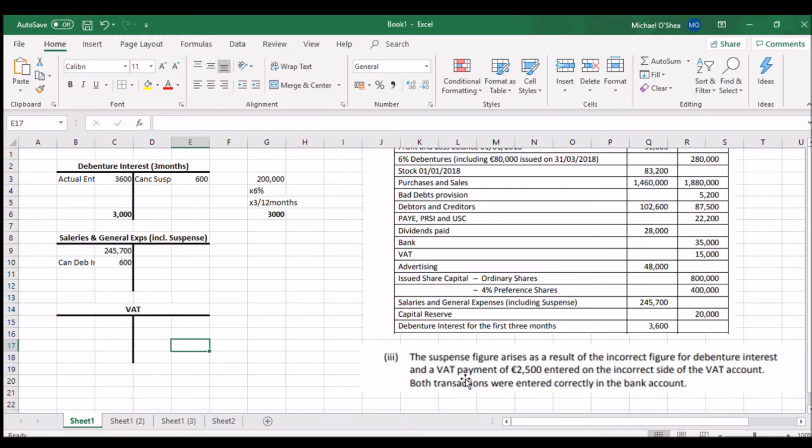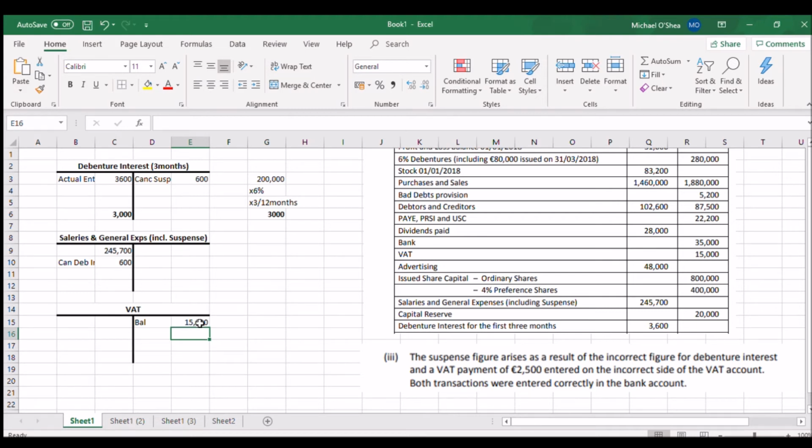But we have a VAT payment of 2,500. If you pay VAT, it means you owe less VAT. You've paid VAT already before you were due to pay it. That would be a debit figure. So the correct entry would have been 2,500 on the debit side. But that didn't happen. 2,500 was entered onto the incorrect side, which means the 2,500 is already included in this 15,000. I have to put in the 15,000 anyway, because that's the balance they've given us. But I know that 2,500 out of that 15,000 was incorrectly entered on this side.